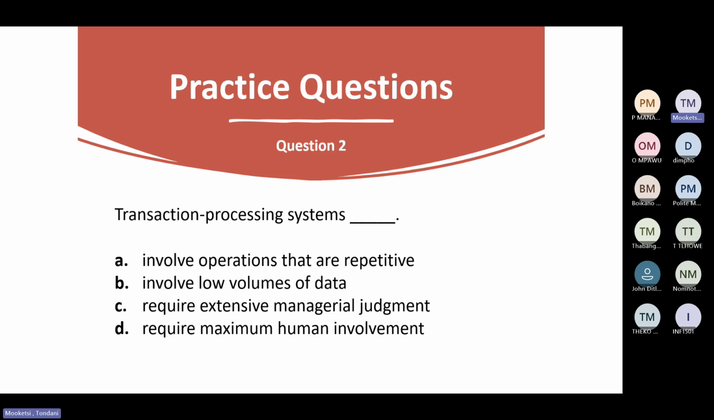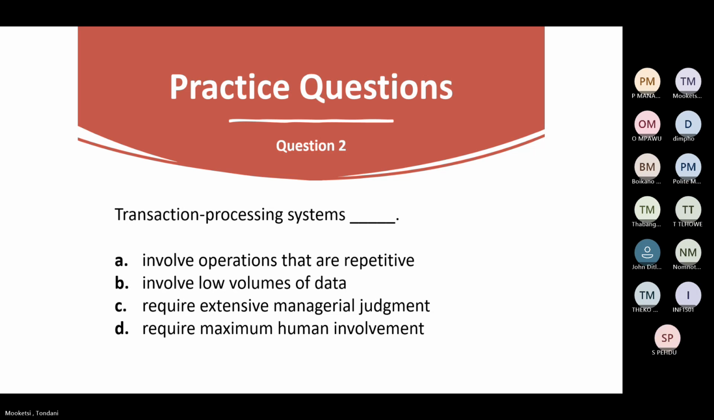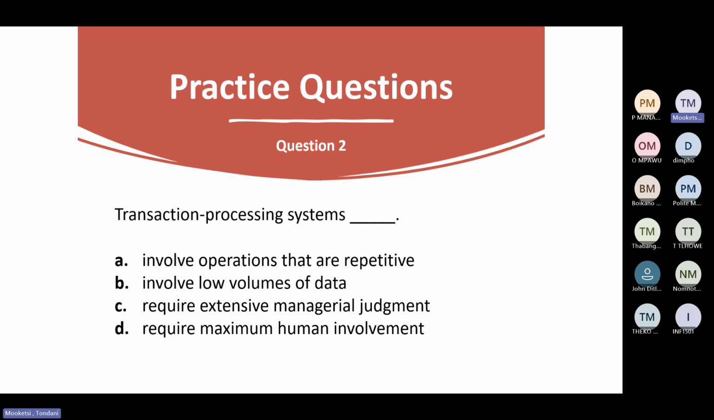Okay, I see someone says, I think it's B. They involve low volumes of data. The correct answer here is A, meaning that transaction processing systems involve operations that are repetitive. So if you can just picture what happens at a supermarket checkout, you're going to pay for your groceries or whatever, and the customer in front of you has a big trolley full of stuff. The action that the cashier is performing is repetitive because they just take an item and scan the barcode. Take another item, scan the barcode. That's all they're doing.